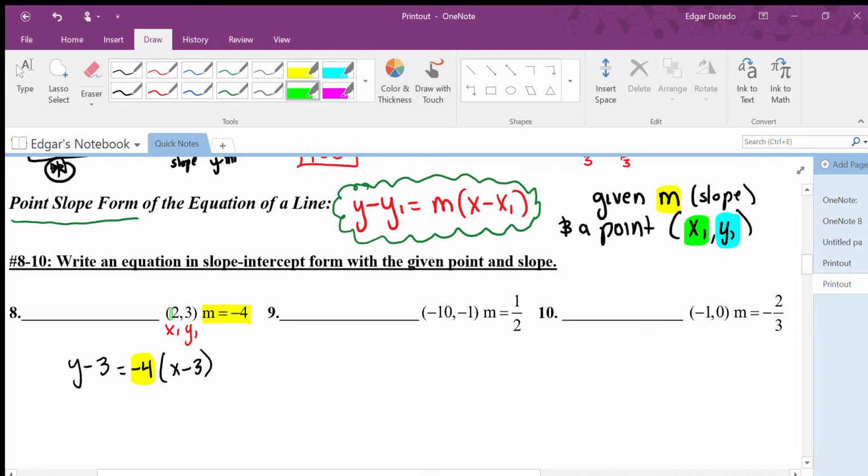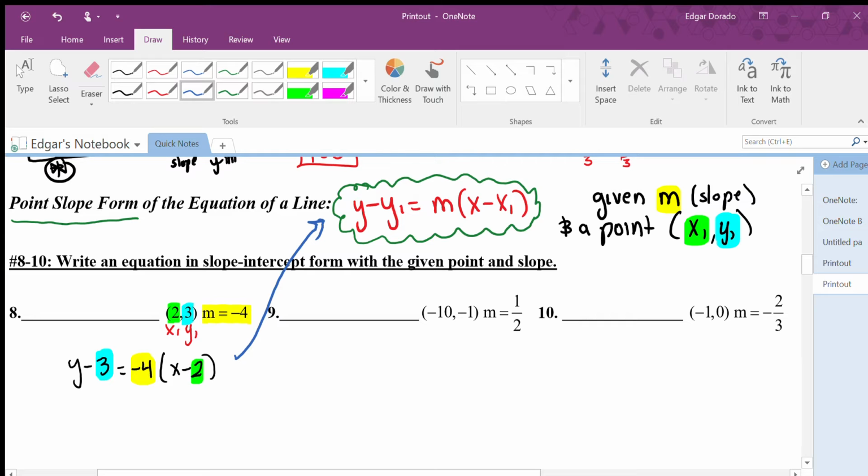My x1 was 2. Oh, did I mess that up? Yep, I did. Let me fix it real quick. This should be a 2. So my x1 is 2, and then my y1 is 3. So I use the formula from right up here to write my equation, okay?